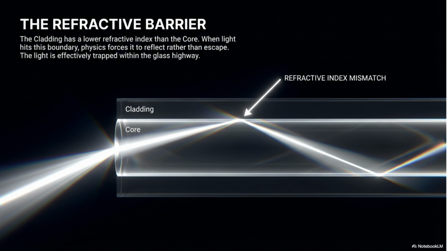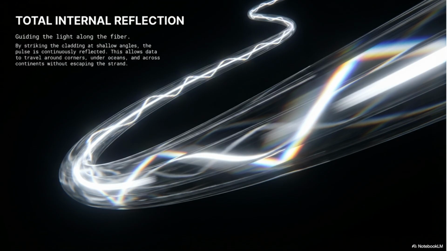The core and cladding create a refractive barrier through a refractive index mismatch. The cladding has a lower refractive index, forcing the light to reflect rather than escape when it hits the boundary, trapping the light within the glass highway. This phenomenon, known as total internal reflection, guides the light along the fiber. By striking the cladding at shallow angles, the pulse is continuously reflected. This allows data to travel across continents without escaping the strand.